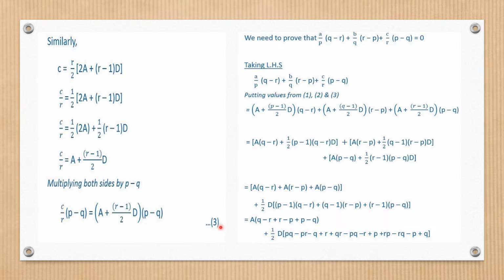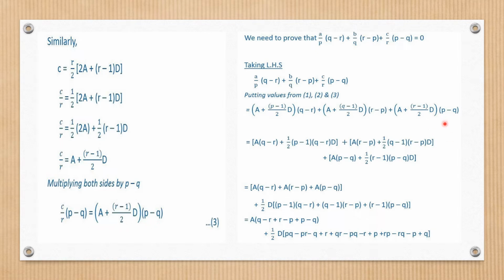This is my third equation. Now since I needed to prove that the sum of these three terms comes out to be 0, let us work it out. I have the values of all of them calculated in number 1, number 2 and number 3, so I'll start placing the values. a by p(q minus r) is this one, plus b by q(r minus p) is this one, and you can see from here c by r(p minus q) is this one.